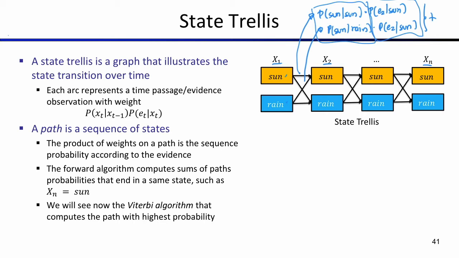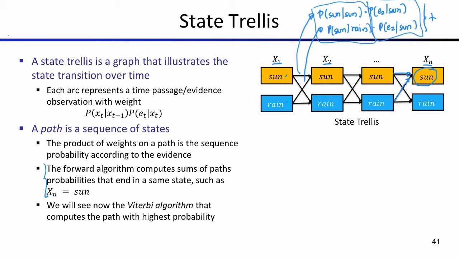Okay, so what's going to happen here at the end is that the forward algorithm will compute the sum of path probabilities that end in the same state, such as xn equals sun. So we're going to continue doing this, and at the end, when we sum the probabilities of coming from here and the guys coming from here, we will get this guy, the probability of xn equals sun. So it's basically what the forward algorithm is computing.